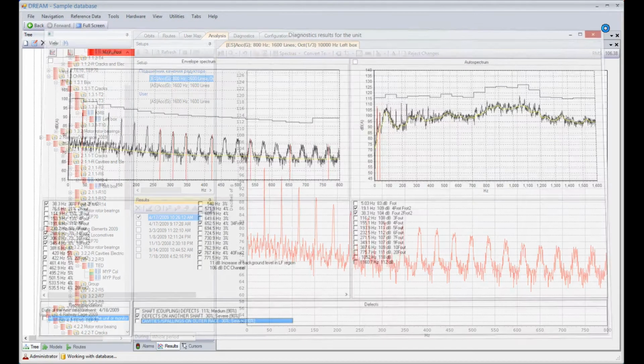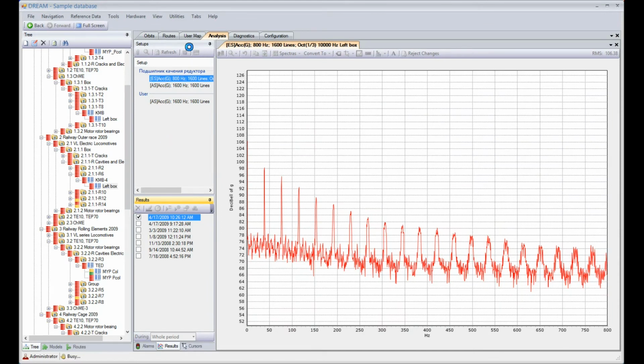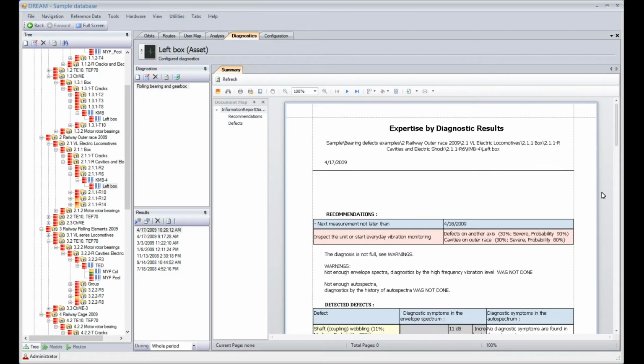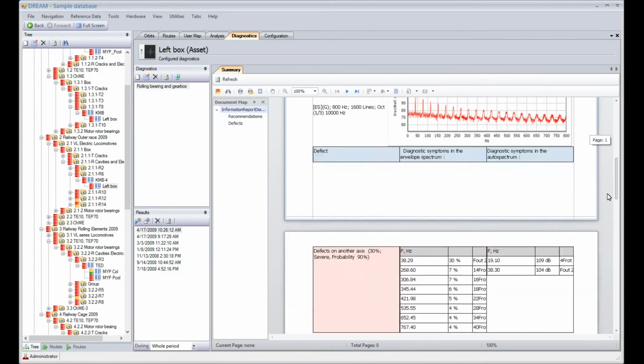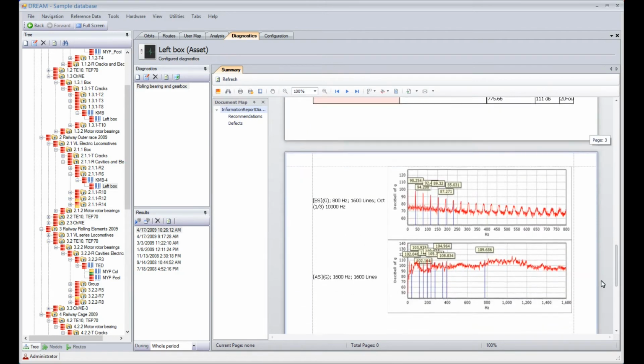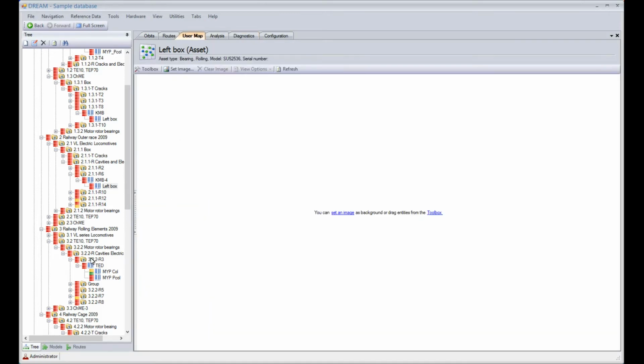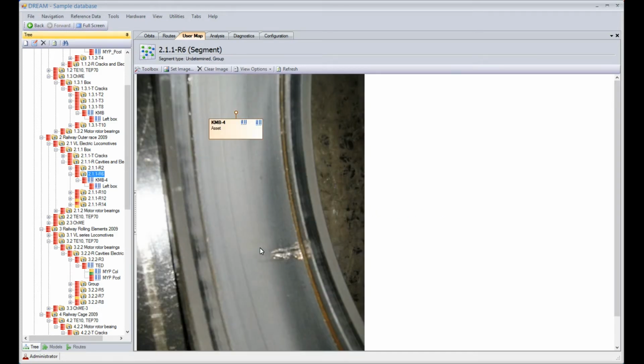Again, we can see the report in the diagnostics folder here. We can see the complete report, including the recommendations and all the defects with all the symptoms that you can print and store for your analysis. We can also look here at the picture. Yes, we have a crack on the outer race here.